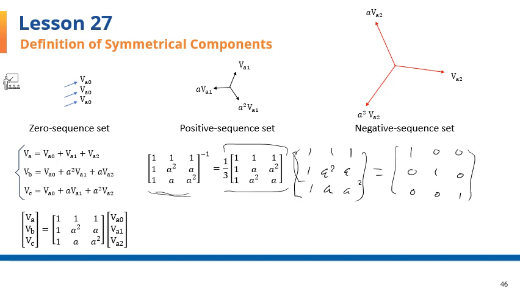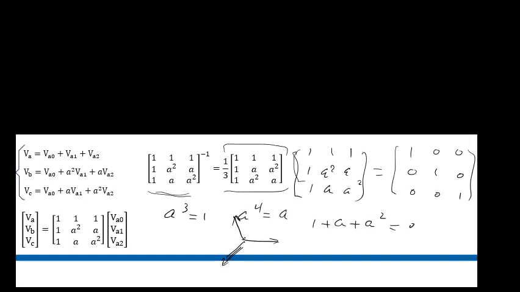In doing so, you should remember that A cubed equals 1, A to the power of 4 equals A times A cubed, which makes it A times 1, which is A. And also you're going to run into expressions such as 1 plus A plus A squared. But due to symmetry of these three, they fall like this, so their sum is going to be 0. I'm not going to carry out the multiplication of the two matrices. I'll leave that to you as an exercise.